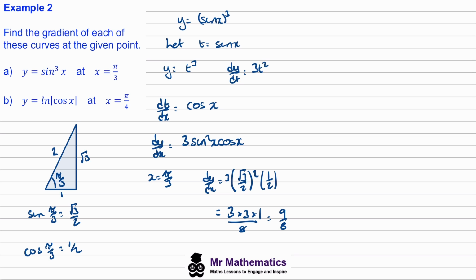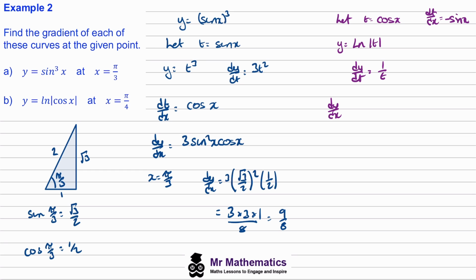Okay, so welcome back if you had a go. So we need to let t equal the cos x. And then y becomes the natural log of t. And when you differentiate this, dy by dt will be 1 over t. And dt by dx will be negative sine x.